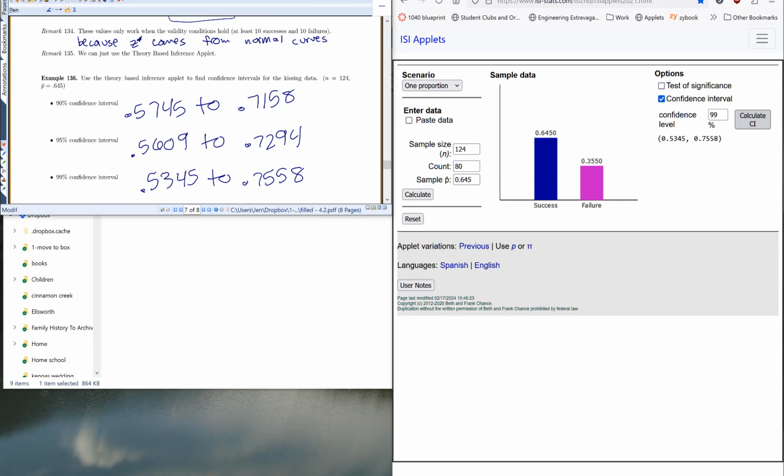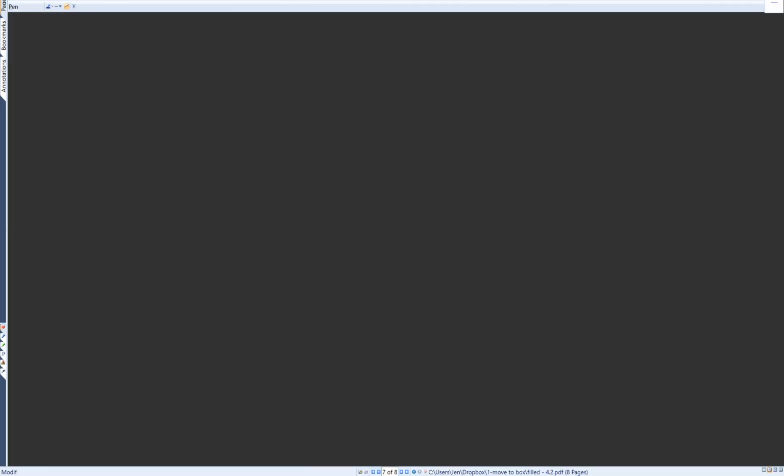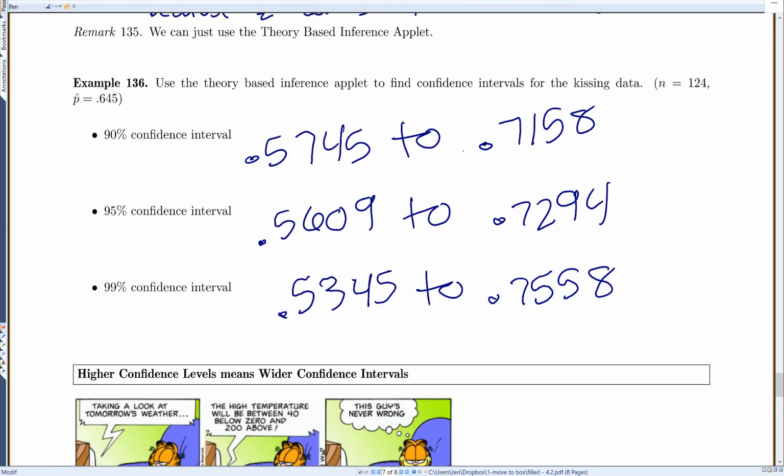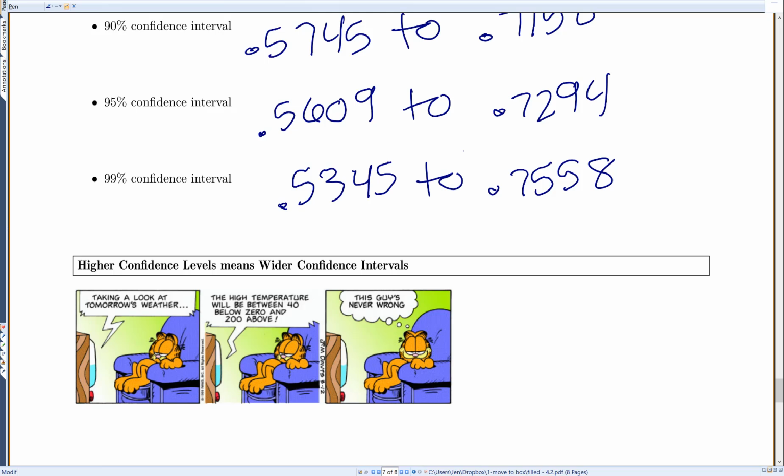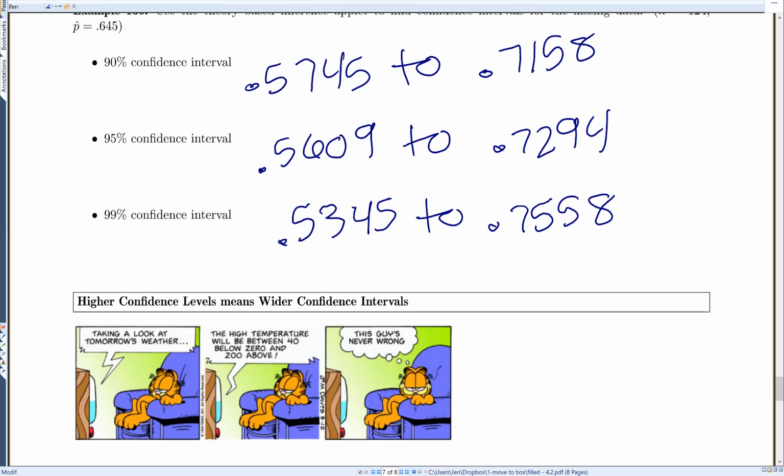You might wonder, why do we ever want to do it by hand? Because if we have really small sample sizes, we can't use the theory-based, and we're going to have to use simulations instead. And again, as we went from 90 to 95% to 99%, what happened to these intervals? Notice my intervals, if you look at these numbers, got wider and wider as we got higher confidence levels. So higher confidence levels means you have to get wider confidence intervals. That's how you become more accurate.